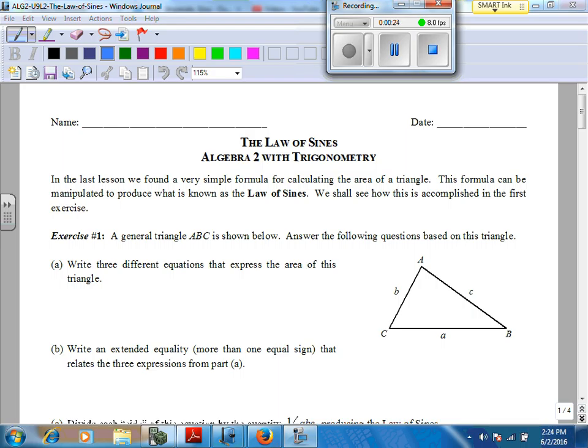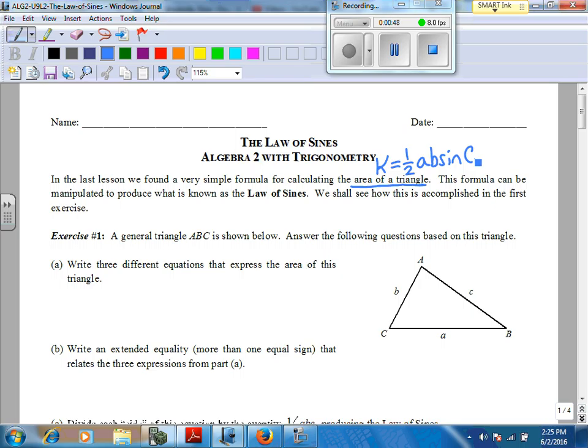The formula for law of sines is on your reference sheet for the old Algebra 2 exam. Now it says in the last lesson, which we didn't do, we found a very simple formula for calculating the area of a triangle. That formula, which also is on the reference sheet, is K equals 1/2 AB sine C. The formula can be manipulated to produce what is known as the law of sines.